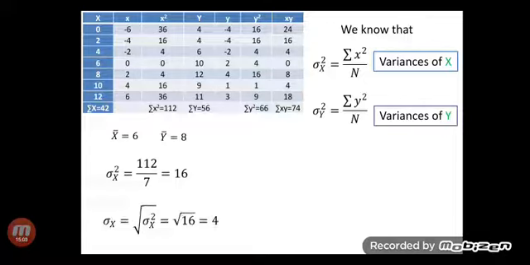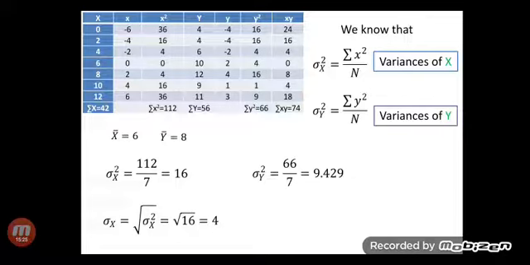So the standard deviation of x is the square root of the variance. That is equal to the square root of 16, which is equal to 4. We take the positive square root of the variance as the standard deviation. So the standard deviation of x is found as 4 and the variance of x is found as 16.